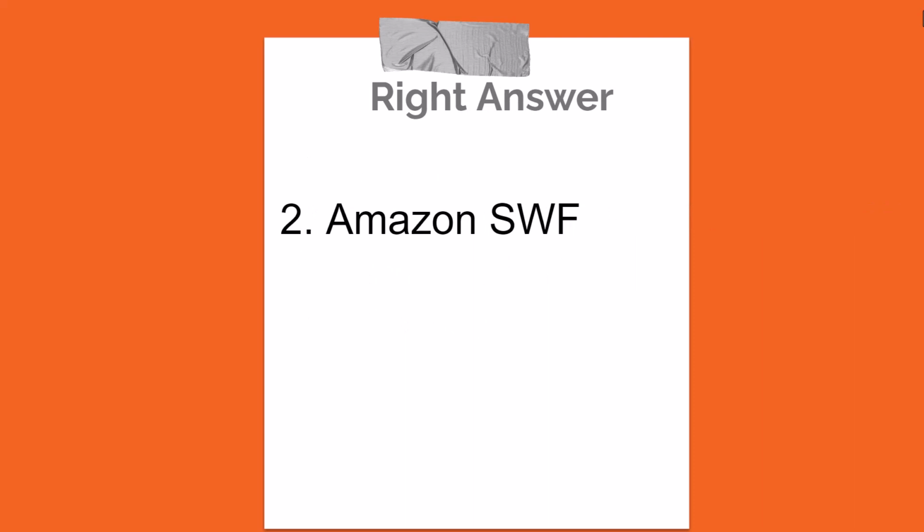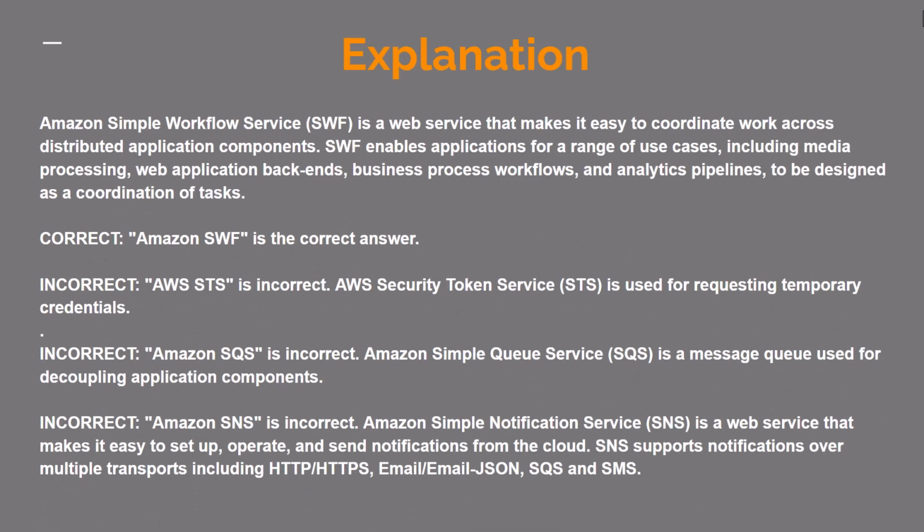Amazon Simple Workflow Service. SWF is a web service that makes it easy to coordinate work across distributed application components. SWF enables applications for a range of use cases, including media processing, web application backends, business process workflows, and analytics pipelines to be designed as a coordination of tasks. Correct. Amazon SWF is the correct answer. Incorrect. AWS STS is incorrect. AWS Security Token Service (STS) is used for requesting temporary credentials.